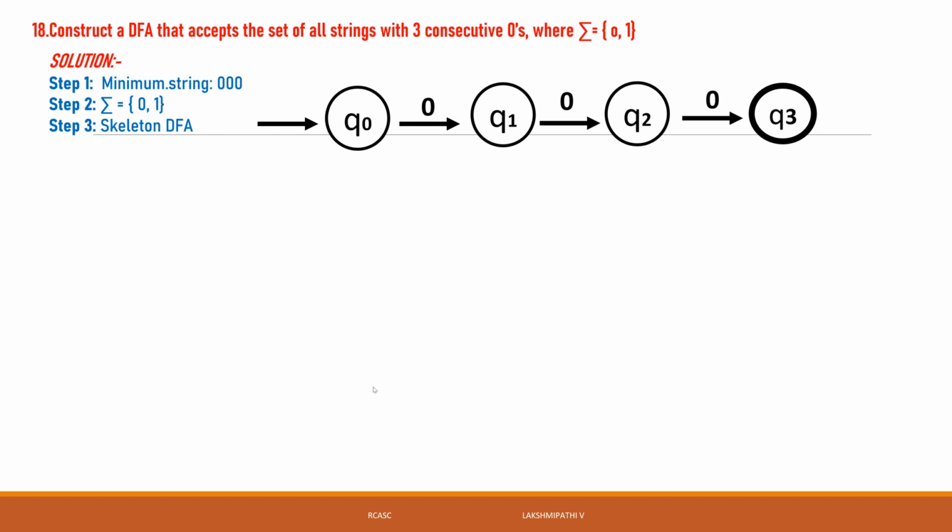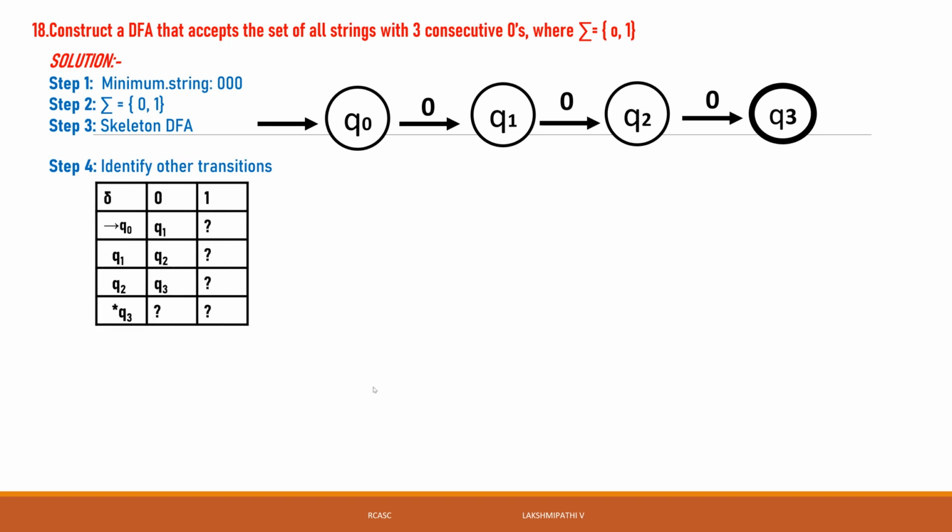Now you need to tell what the undefined states are. The undefined transitions are Q0 of 1, Q1 of 1, Q2 of 1, and Q3 of 0 and 1. We don't know what Q0 of 1 produces, what Q1 of 1 produces, or Q2 of 1. Q3 of 0 and Q3 of 1 are also unknown. According to the problem condition, we need to give these transitions.